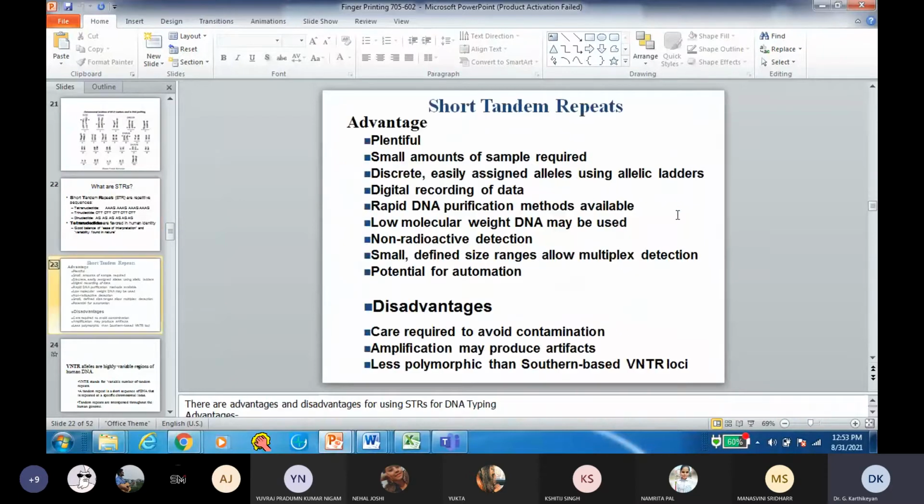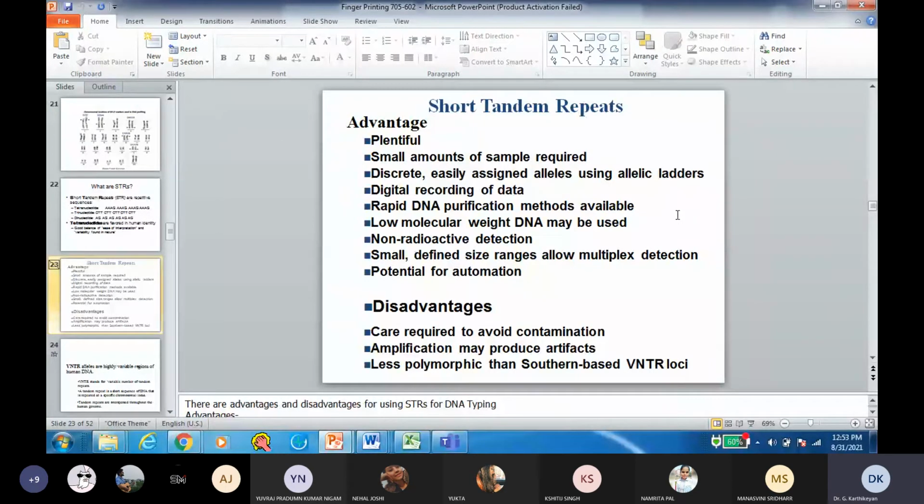What are the advantages of STRs, or short tandem repeats? They're plentiful. Because they are plentiful, you only need an extremely small amount of sample. Typically, that's what happens in the crime scene, right? In the crime scene, you may not have a whole lot of evidence. You may have a few hair follicles, a few drops of blood, or scar tissues, or skin cells that may have fallen, an extremely small number of samples.